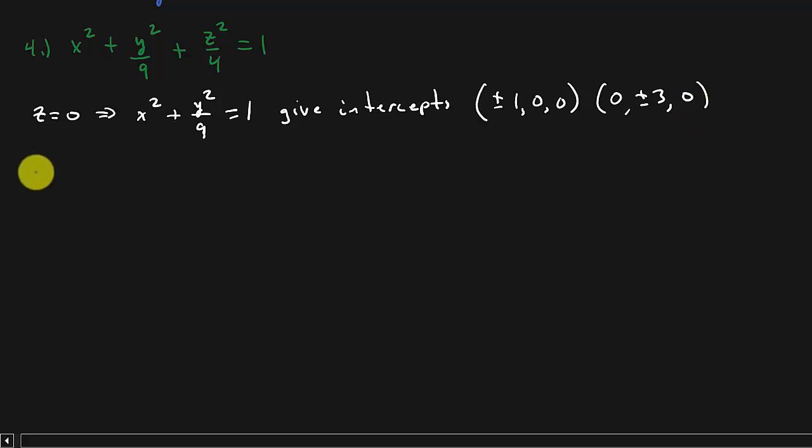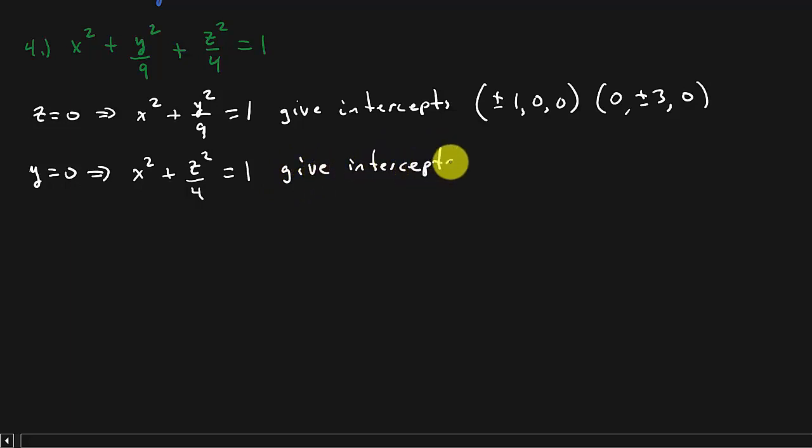And then let's do y equals 0. That's going to leave us with x squared plus z squared over 4 equals 1. This is going to give intercepts at plus or minus 1 for the x. And then it's going to intersect the z-axis at 0, 0, plus or minus 2.